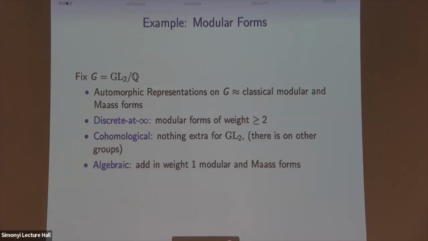If you care about algebraic, then suddenly you also need to worry about weight 1 modular forms and weight 1 Maass forms. And if you care about general, then you have to worry about all the insane transcendental Maass forms. You don't know that they're transcendental? Well, okay, I don't know. They probably are. There's not very much known about them. Okay.